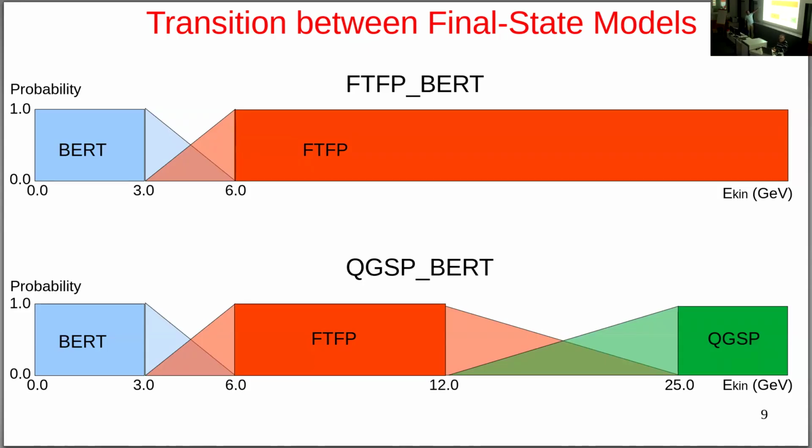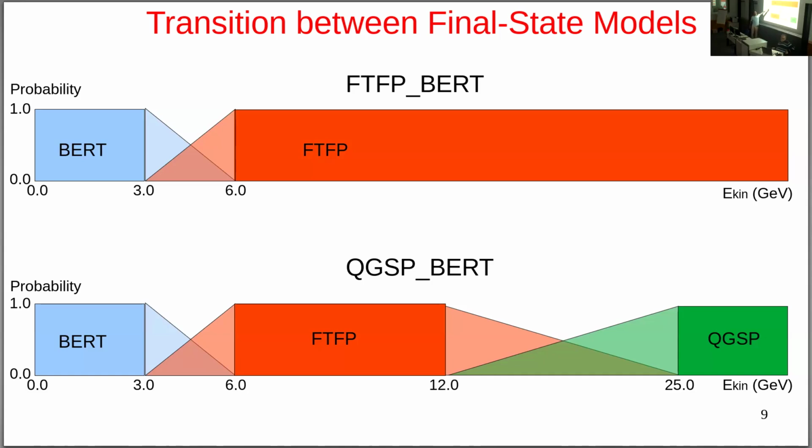And you see on the x-axis is the kinetic energy in the lab frame in GeV of a proton, a pion, for instance. And the y-axis means the probability of picking that particular model. So you see here, below 3 GeV, we are using Bertini. There's only Bertini. We are using 100% this hadronic model. Above 6 GeV, there is only this FTF, which stands for Fritjof string model, plus P, which is pre-compound excitation, and we use only that.